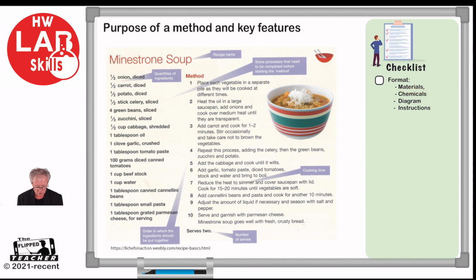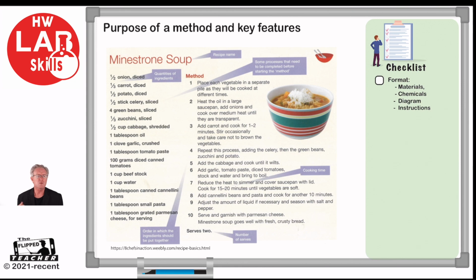What else do we know? Well, not only do we have the materials in terms of food, we've also got other things that we need as well. So we're saying things like, it says a tablespoon, so we need some way to measure. Okay, we don't use tablespoons in science, we use other measuring equipment.